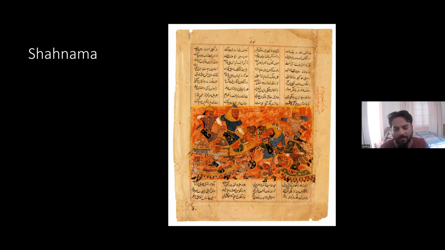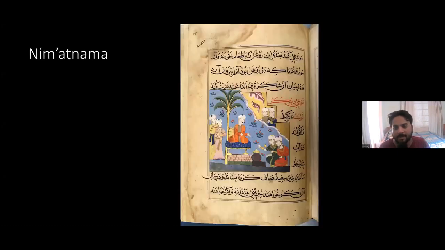So the Shahnama is the story of the kings of Iran, and here is the fight of Rustam against an army of the foreign king. This is from the book of Nim'atnama, one of my favorite manuscripts from South Asia. And Nim'atnama is the book of cookery. So it's a recipe book, medieval Khana Khazana.